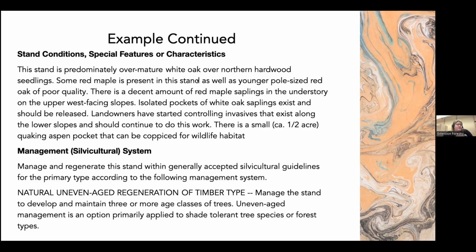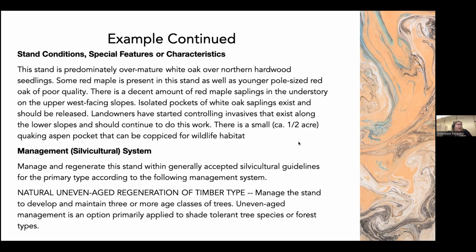It's not in great quality, but there is still a decent amount of maple in the understory, so it means that they're getting a lot of maple regeneration, or young maple trees coming back up. This also highlights that the landowner has been doing some work to try to control some of the invasive species, because this is something that, based on this plan, does seem to be something that the landowner is concerned about. And they do highlight that it has some great wildlife habitat on it as well.